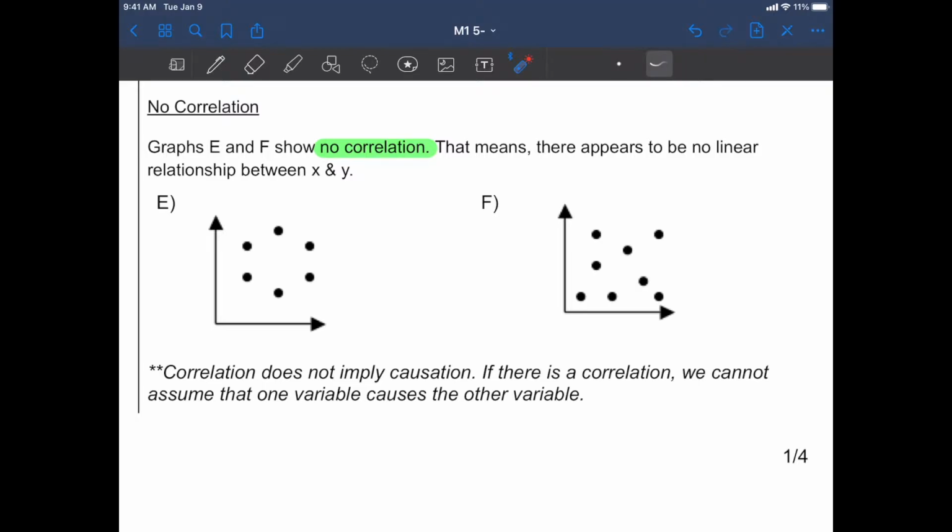Also, it's really important: correlation does not imply causation. If there is a correlation, we cannot assume that one variable causes the other variable because there are always other factors involved. So just be mindful when you're reading scatter plots. Yes, the data might suggest that x causes y, but that is not always the case.